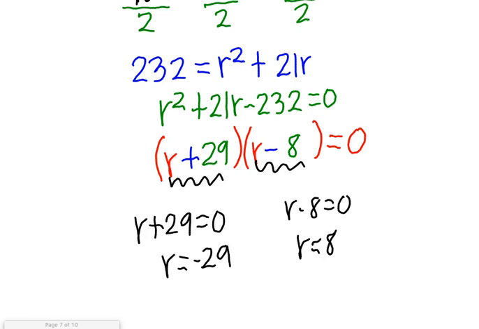But which of these doesn't make sense for our problem? Negative 29. Can I have a height of negative 29 centimeters? No. So it'll be 8. What if they both make sense? Then you're out of luck. It's just not how math works. And then if our radius is 8, what's our diameter though? 16.